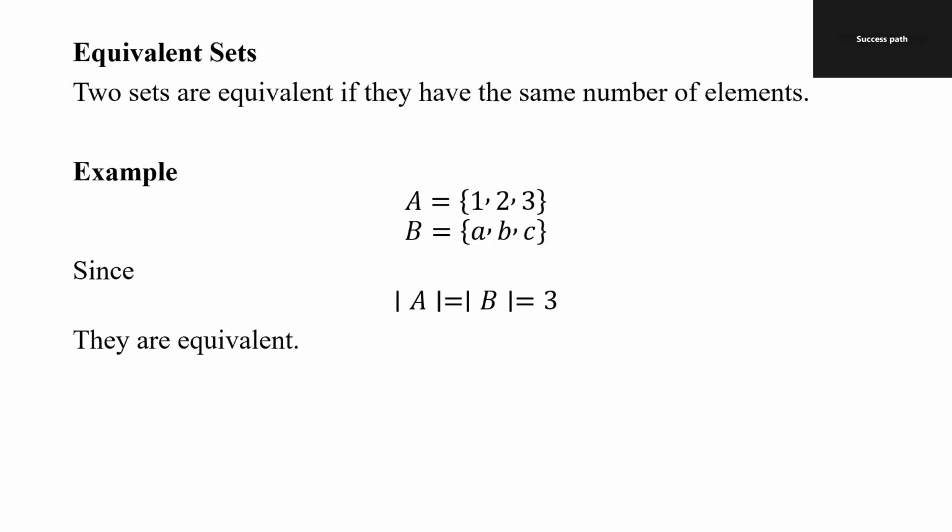Equivalent sets are different from equal sets. They have the same number of elements. For example, A = {1, 2, 3} has three elements. We are just finding the number of elements. You can see here, this operator is called the number of elements, the cardinality.